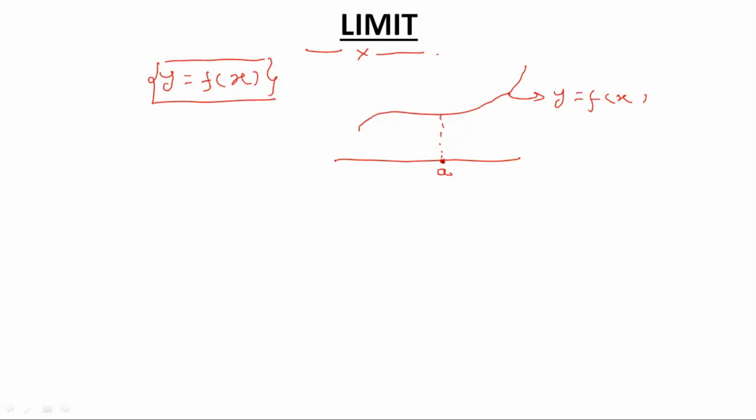we can approach point A from the left side or we can approach point A from the right side. Okay, so if the value of f(x) when we approach from the left side is equal to the value of f(x) when A is approached from the right side, okay, if these two values are equal, then the limit will exist for the particular function. This is known as left approach and this is called right approach.